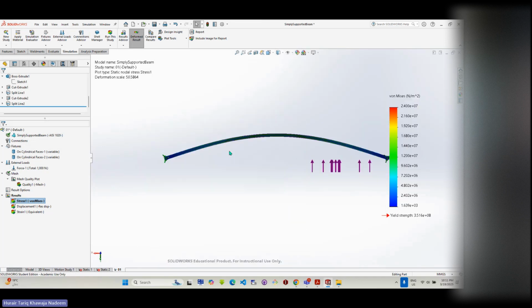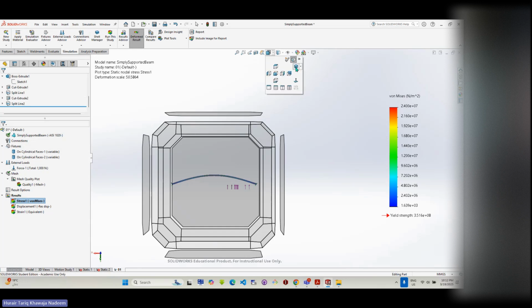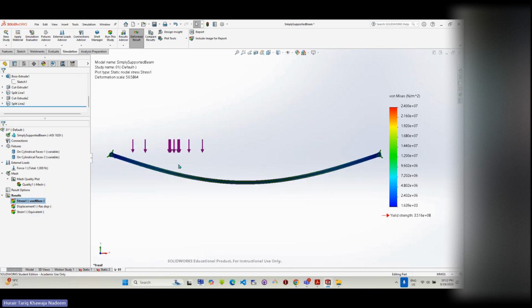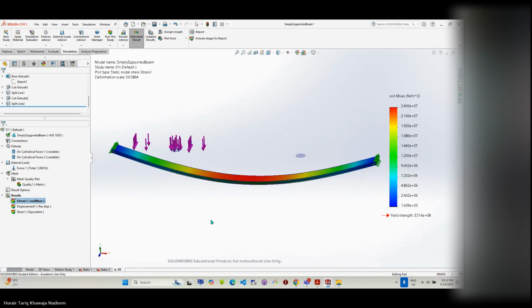What has happened? Why is it upside down? Okay, isometric. There it is. So this one. Okay. Now you will notice that the deformation looks too high. Why? Because SolidWorks automatically chooses the deformation scale by itself. So what does it say, the deformation scale is how much? 50 times. So if, for example, it has deformed by 1 millimeter, SolidWorks has made it 50 times more. This is what it has done, just to give more weightage, you can say. Okay, so this is not the actual deformation.